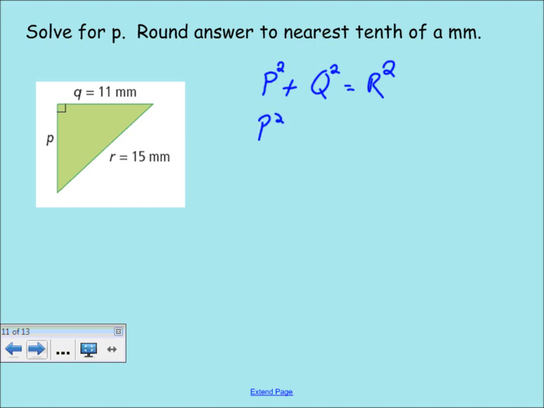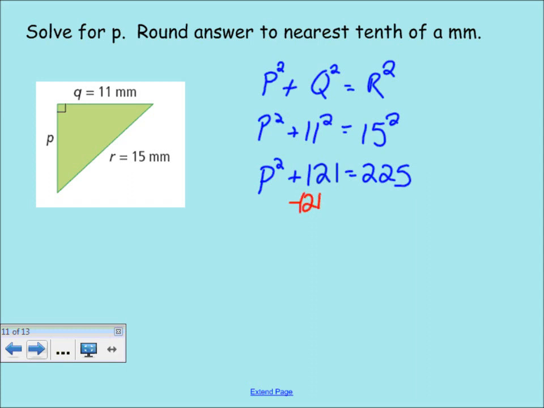P squared plus 11 squared equals 15 squared. P squared plus 121 equals 225. We get rid of this positive 121 by subtracting 121. Subtract 121. P squared equals 104.